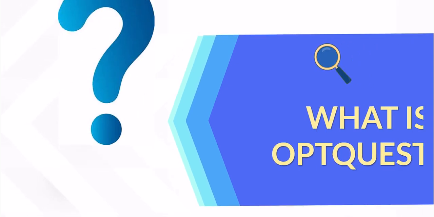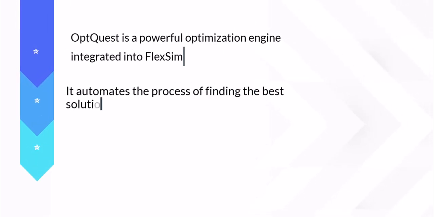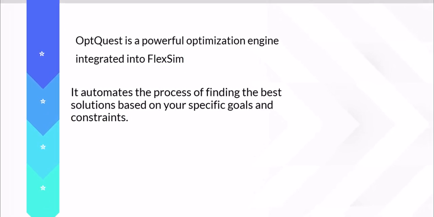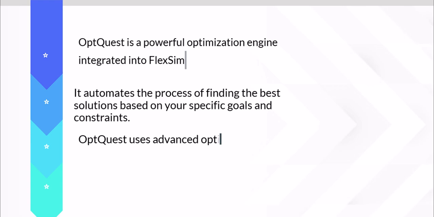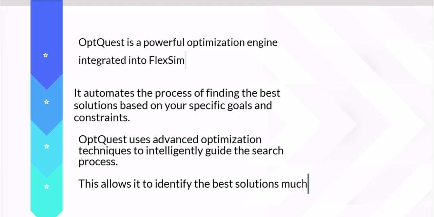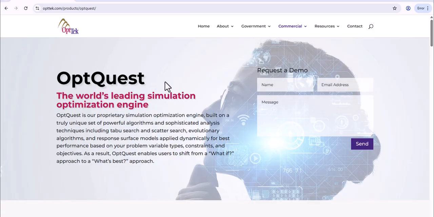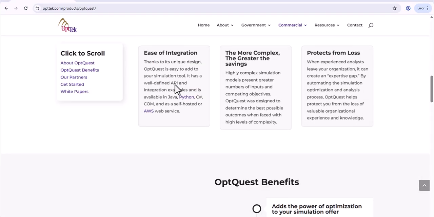What is OptQuest? OptQuest is a powerful optimization engine integrated into FlexSim. It automates the process of finding the best solutions based on your specific goals and constraints. Instead of relying on guesswork or running countless scenarios manually, OptQuest uses advanced optimization techniques to intelligently guide the search process. This allows it to identify the best solutions much faster and more efficiently. OptQuest is developed by OptQuest, a company specializing in cutting-edge optimization technologies. For more information about them, you can visit their official website.